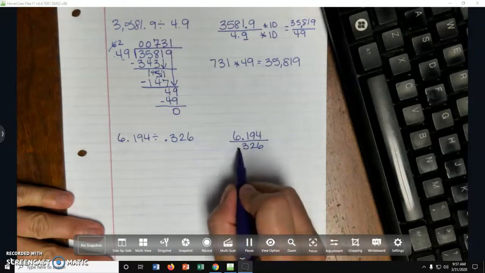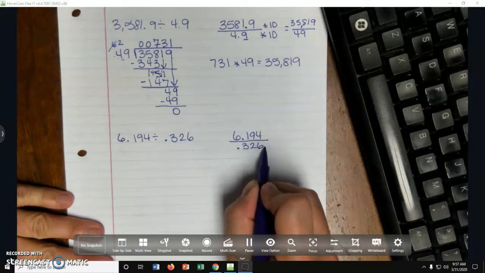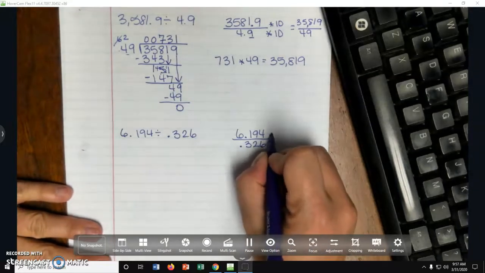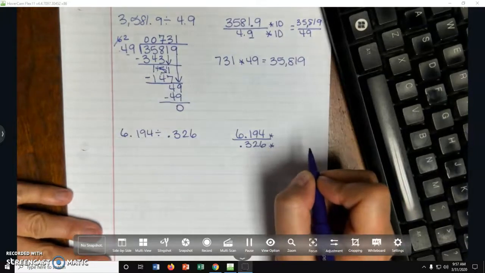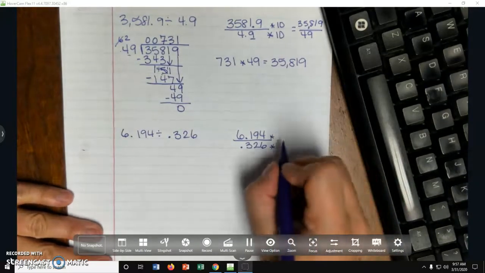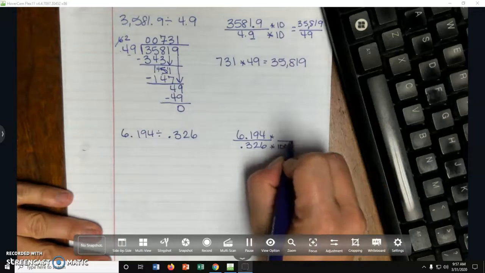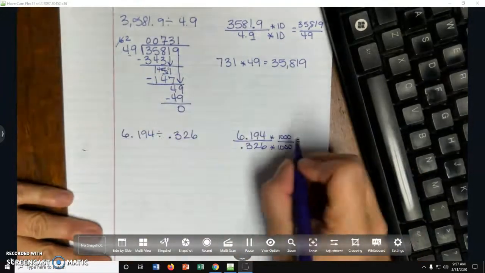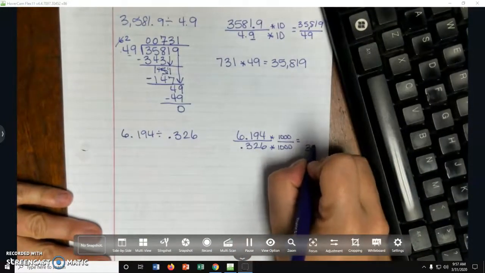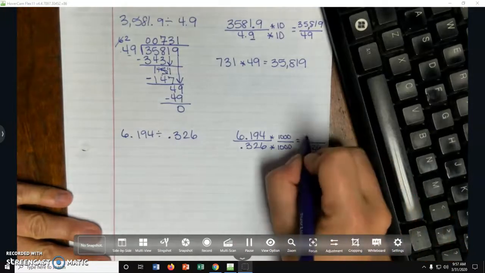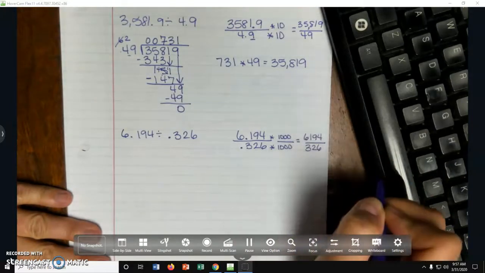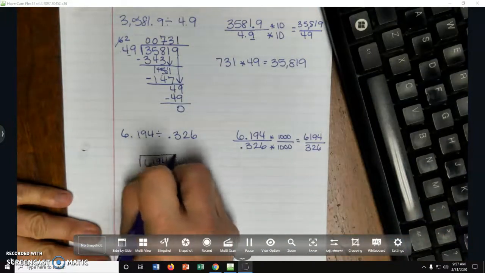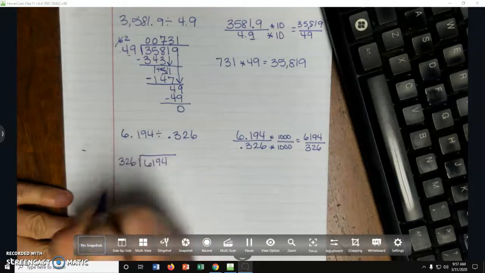So if I have to move that decimal to clear it, how many times? 1, 2, 3. In order to move that decimal 3 times, I'm multiplying by what? I hope you said 1,000. We're multiplying both the dividend and the divisor by 1,000. So moving this 3 times gives me 326 as a divisor and 6,194 as my dividend. Setting this up as standard algorithm, 6,194 divided by 326.